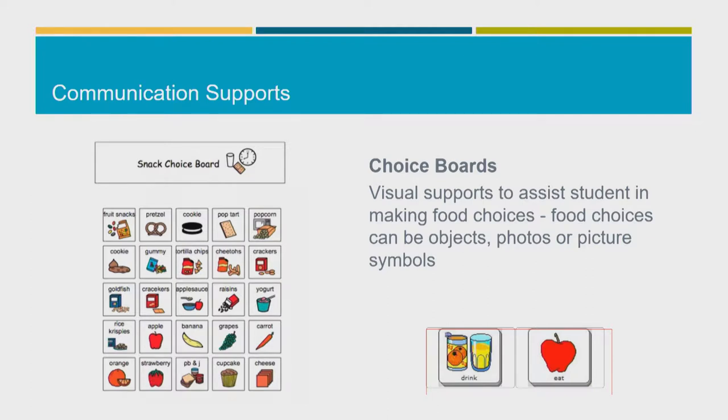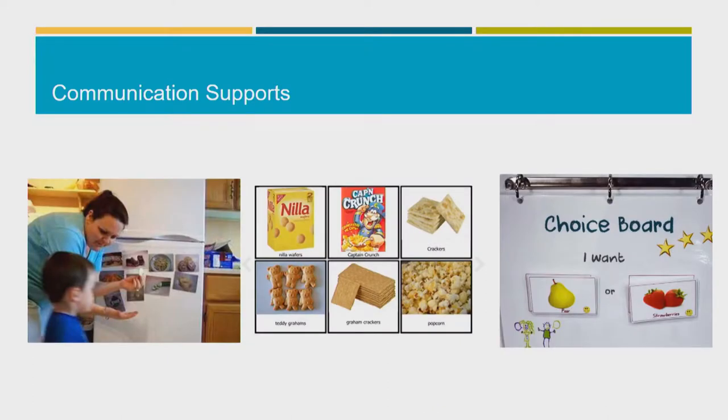Over here you can see this mom has her pictures. She has real life pictures of probably her child's favorite food choices, and they're magnetic on the refrigerator. So she's able to have a conversation, a back and forth exchange about what do you want.